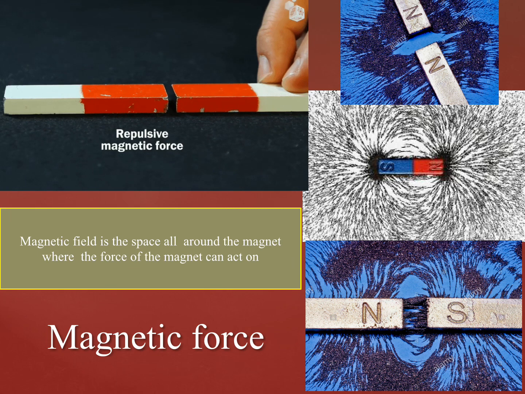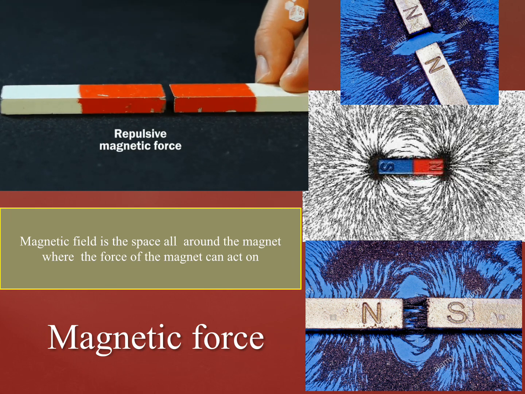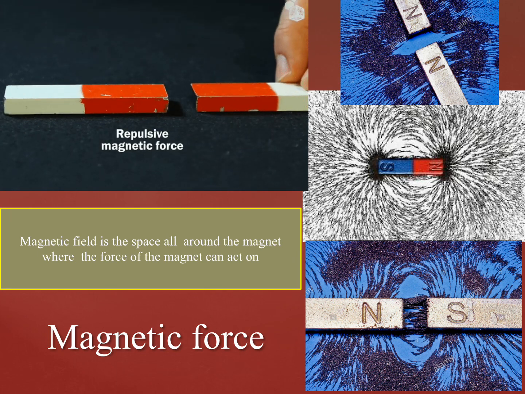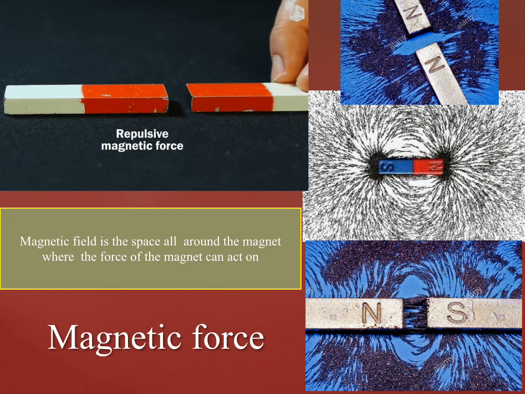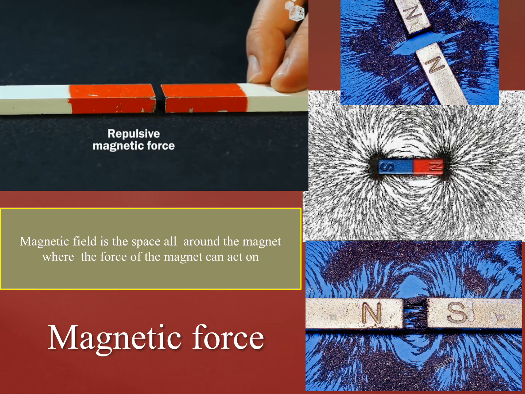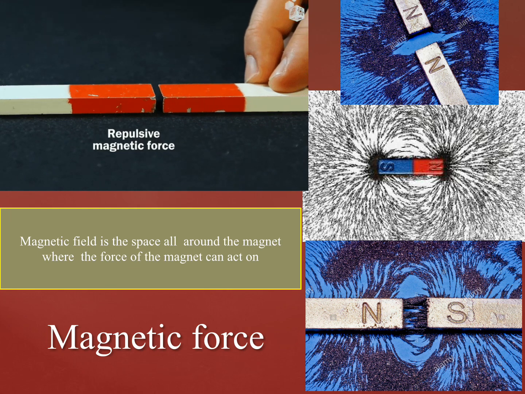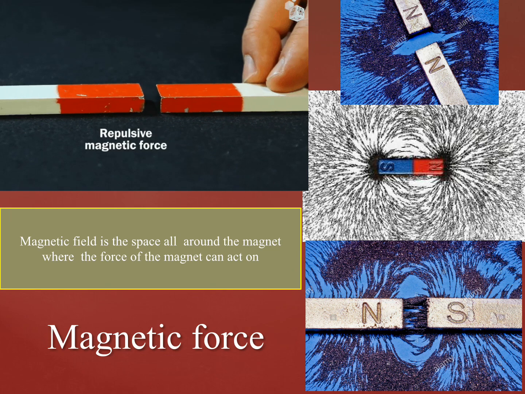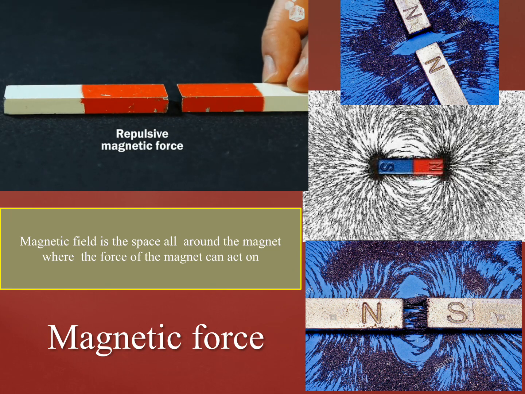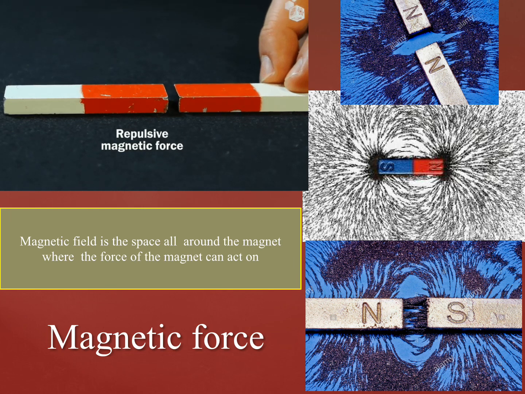So what is a magnetic field? A magnetic field is the space all around a magnet where the force of the magnet can act. You can see these fields in the picture in front of you if you look carefully. A magnet can move iron filings into a line. The pattern in those pictures shows you the magnetic field, or the shape of the magnetic field.